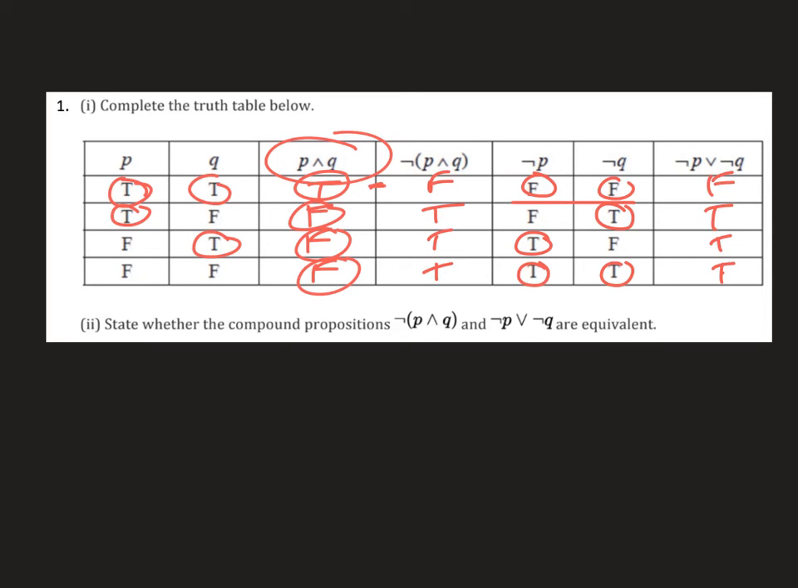Part 2 then, state whether the compound propositions not (P and Q) and not P or not Q are equivalent. Well, remember that the way to check whether or not two compound propositions are equivalent is to look at the truth table. So if we're looking at not (P and Q), here we've got false, true, true, true, and then here not P or not Q, we've also got false, true, true, true. So because they are the same, we can conclude that they are equivalent.